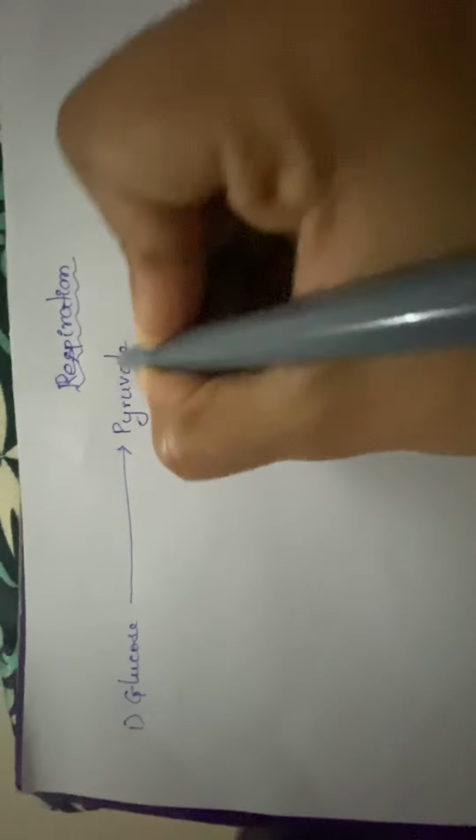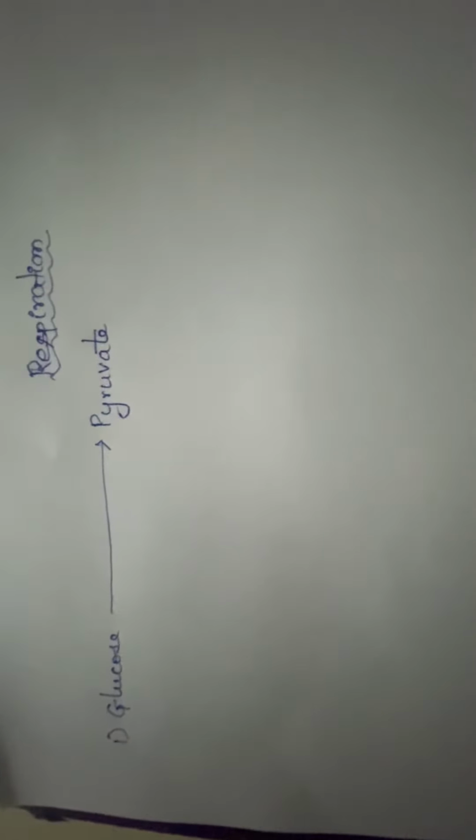Let us understand that. So first thing you need to remember here is, in all the organisms, the first step of breaking down of glucose is common. That is, glucose is first broken down into pyruvate. Right? So what is this pyruvate?